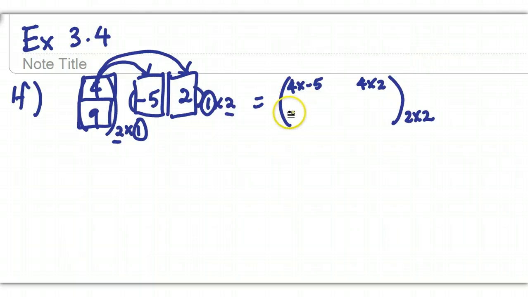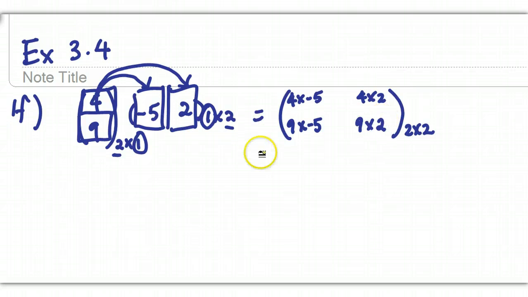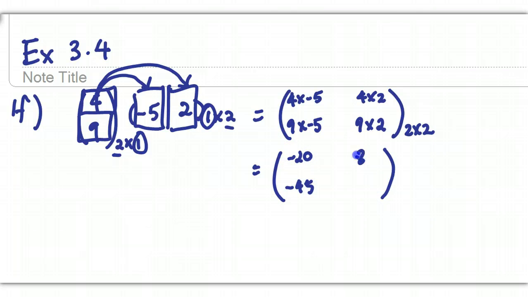Third element, row 2 times column 1. And fourth element, row 2 times column 2. So you find that you will end up with a bigger matrix with these elements here. Okay, so hopefully by now you will find that matrix multiplication is quite simple. We will do another example.